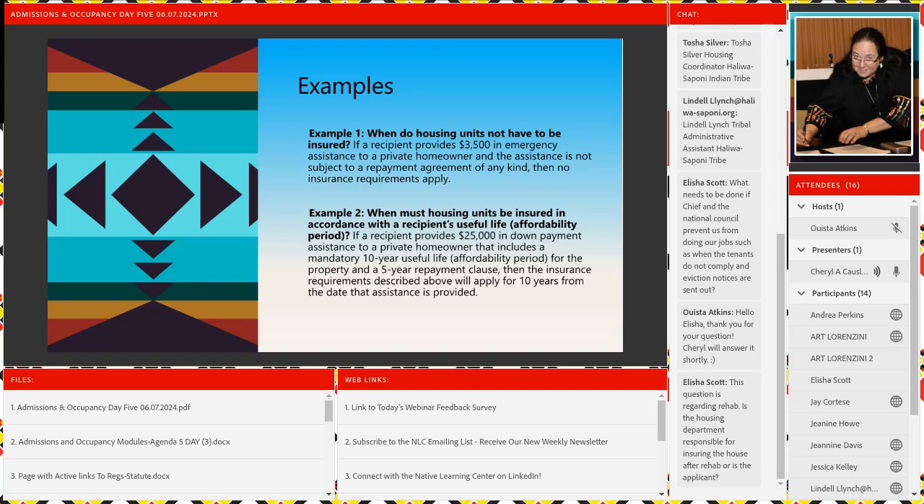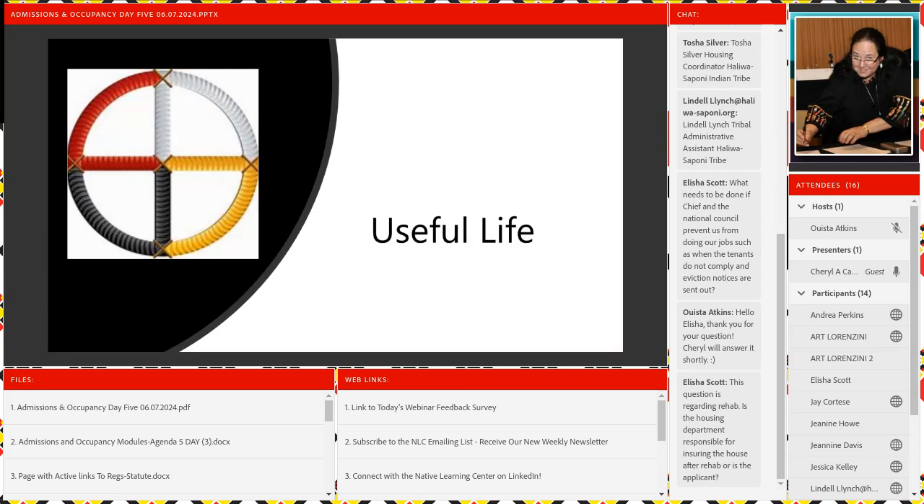When must housing units be insured in accordance with the recipient's useful life or your affordability period policy? If a recipient provides $25,000 in down payment assistance to a private homeowner, that includes a mandatory 10-year useful life, which is the affordability period, for the property and a 5-year repayment clause, then the insurance requirements described above would apply for 10 years from the date the assistance is provided. And you have to track that. That's because it's a 10-year useful life.